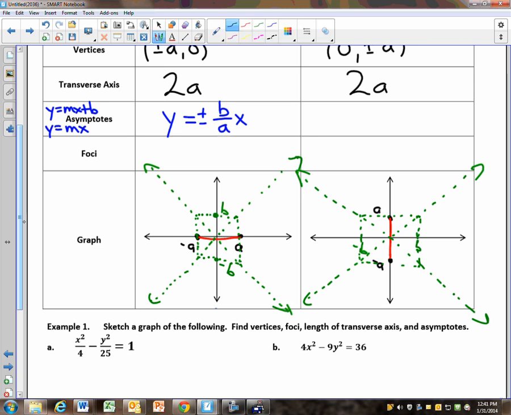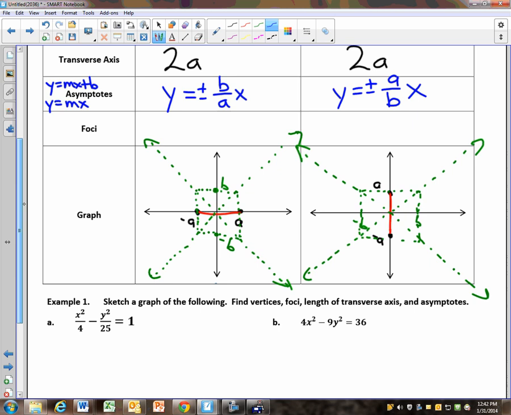Same thing, y equals some number times x. Let's look at the slope. How many units up? How many units over? b. So a over b times x, and it will be plus or minus. Most commonly, when people do their test, they'll just write whatever b over a is, so 5 over 2 or something like that. But it's not a number. It's an equation for a line. You need the y and the x. You need all that in there, okay?